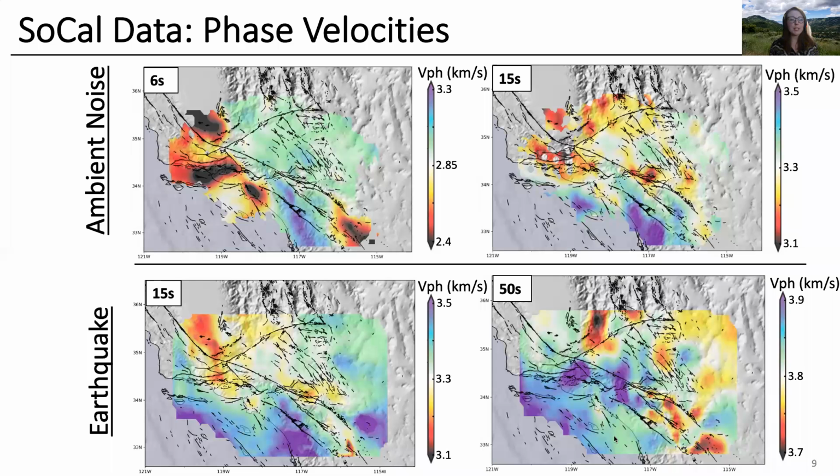We are able to repeat this process in Southern California and observe slower velocities in the Los Angeles, Ventura, and Central Valley basins, as well as the Salton Trough. We also observe faster phase velocities in the peninsular ranges. Here we are showing our results from ambient noise cross correlation at 6 and 15-second periods, and from earthquakes at both regional and teleseismic scales at 15 and 50-second periods via Helmholtz tomography.